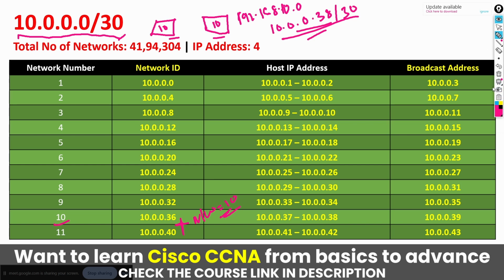I think we need to do 10 networks. On each network I want 10 IP addresses, meaning 10 host addresses. So we need to do the reverse calculation. You just have to remember the formula. What is the formula? 2 to the power n, minus 2.